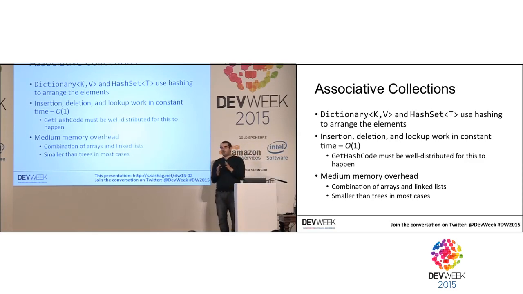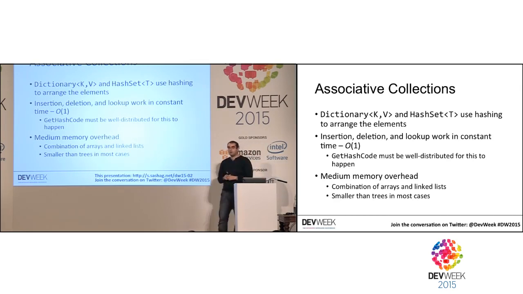It's probably somewhere between a tree and an array, probably closer to a tree. So you're spending quite a bit of overhead for each element still in those hash table-based collections. In terms of runtime, however, you have insertion, deletion, and lookup in constant time. And that sounds like a great property, which it is. It does require some discipline from you as the developer. You have to make sure some constraints hold for your hashing function, for your GetHashCode implementation.